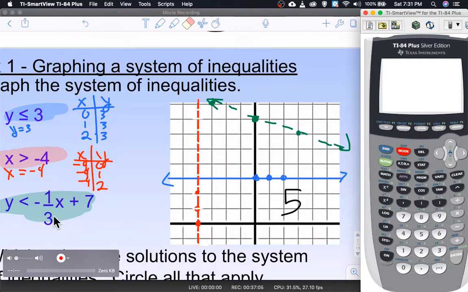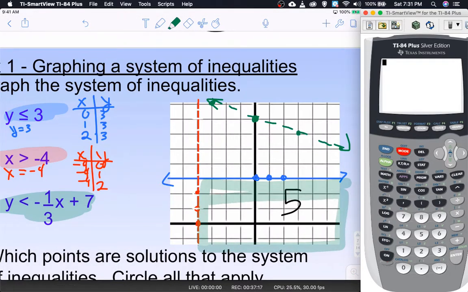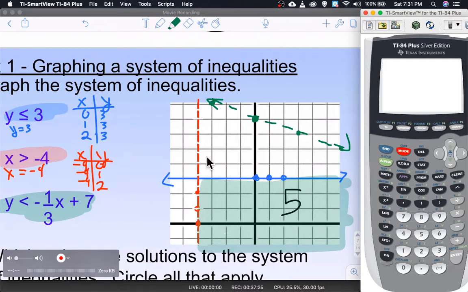We didn't even need this third equation. I mean, technically we do. Less than the green line. Yes, this area here is less than the green line. So this area here is our shaded region. This is our solution to the system of equations. This one area here that is below the blue, to the right of the red, and below the green.